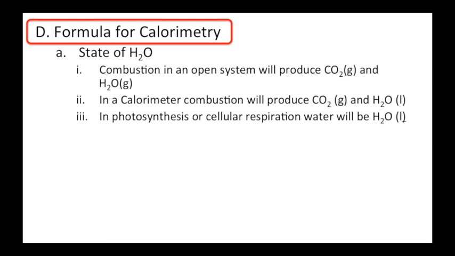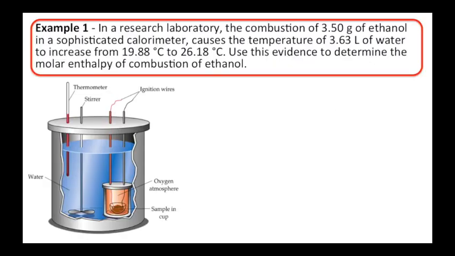Formula for calorimetry. Heat lost equals heat gained. So I'm going to symbolize it like this. Heat lost equals heat gained. Now we're going to use that formula for the rest of this lesson. Okay, let's take a look in more detail.